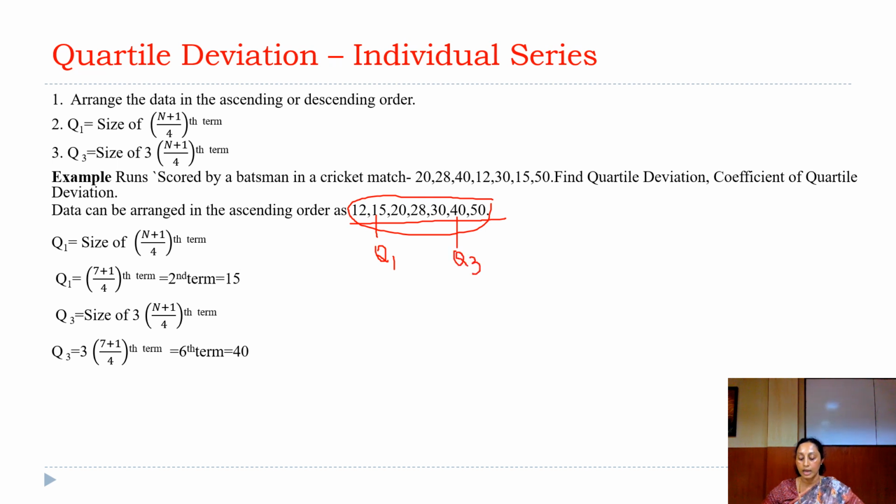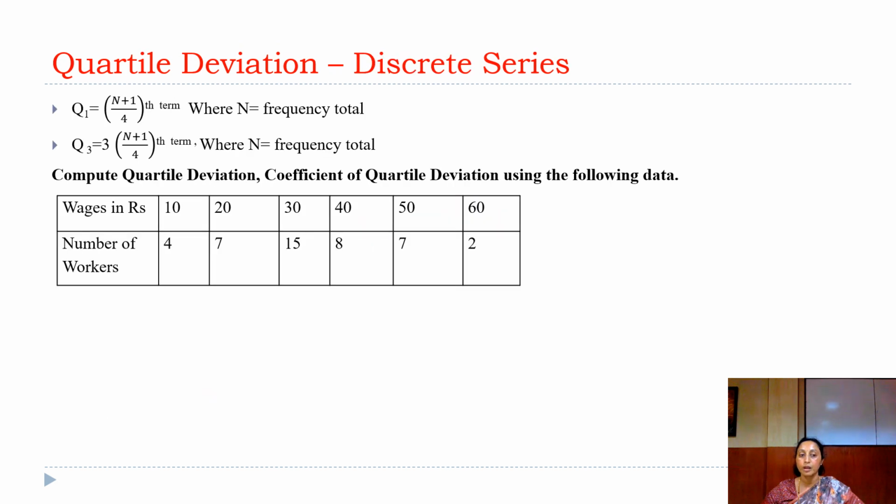Now the quartile deviation is Q3 minus Q1 divided by 2, so we get 12.5 runs. So 12.5 runs is the quartile deviation. Now the coefficient of quartile deviation is given by the formula Q3 minus Q1 divided by Q3 plus Q1, and this happens to be 0.4545. Now let us see how to find the quartile deviation for discrete observations.